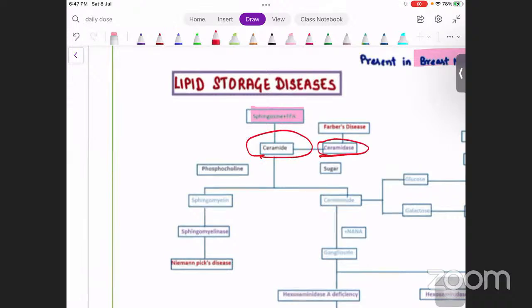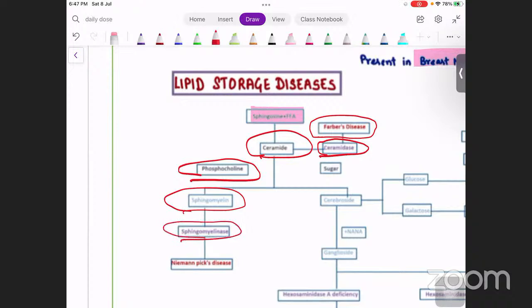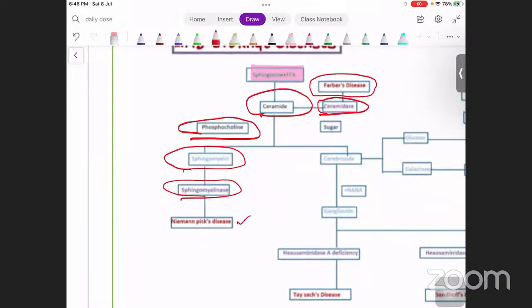Ceramide is broken down by the enzyme called ceramidase, and deficiency of ceramidase could result in Farber's disease. Then the ceramide will get an attachment from phosphocholine, and ceramide with phosphocholine will become sphingomyelin. Sphingomyelin is broken down by the enzyme sphingomyelinase, and deficiency could result in Niemann-Pick's disease.